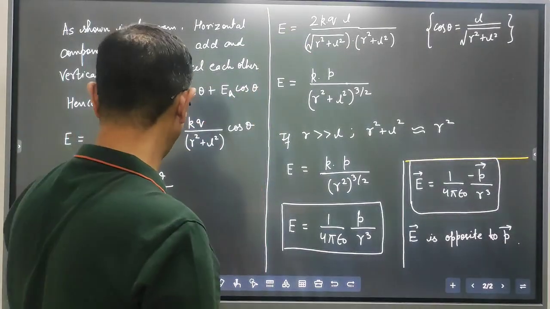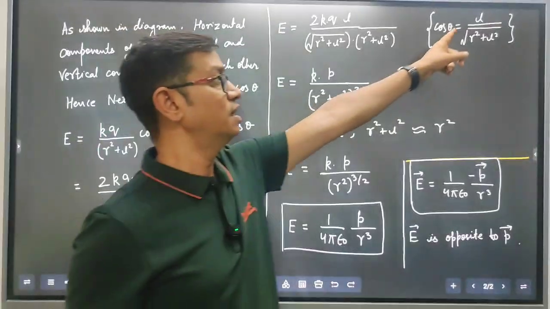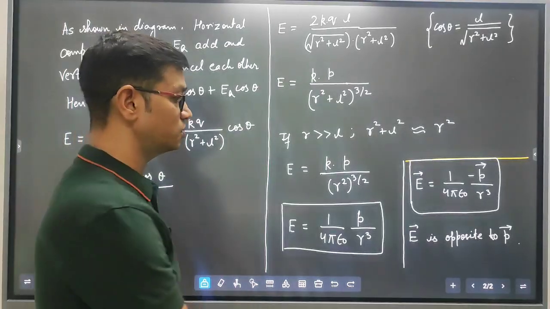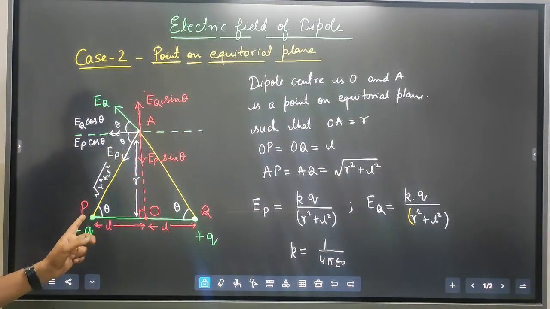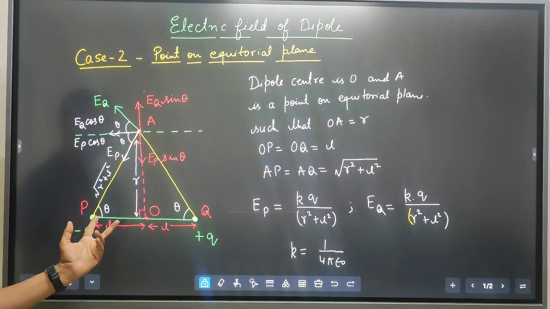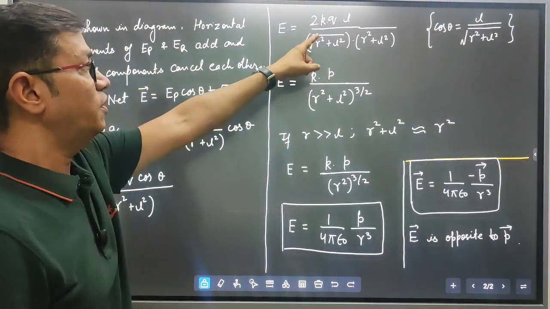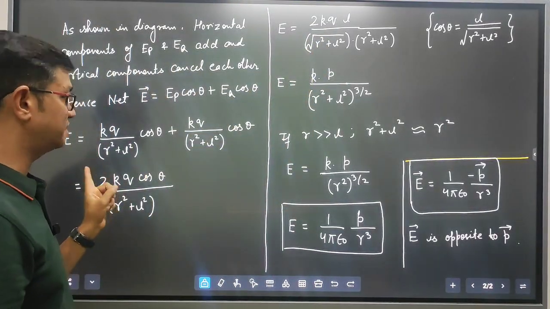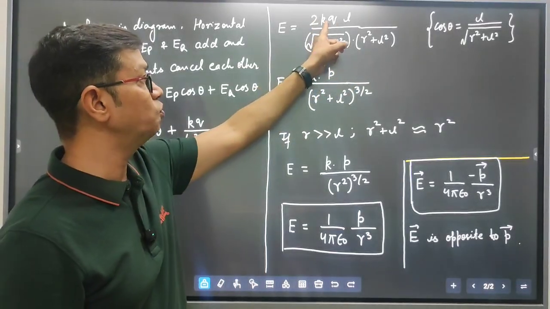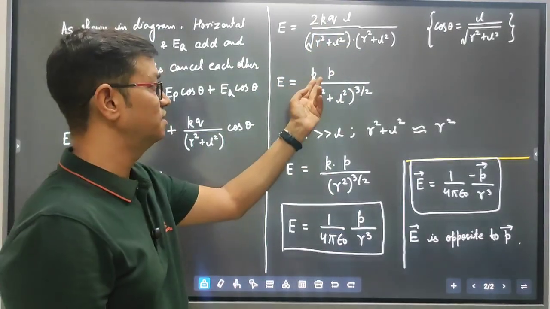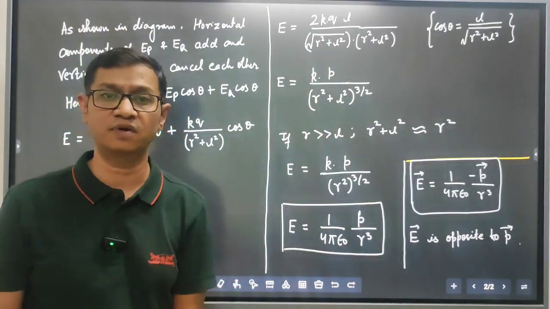Now this cos theta we will replace by a value L upon square root of R square plus L square. You can check it for yourself. In this triangle, if you find out cos theta, the cos theta would be base upon hypotenuse. Base is L upon hypotenuse, which is square root of R square plus L square. So I plugged in the value of cos theta, rest everything is same. You can see here. So this will become K times, now 2QL is dipole moment, we know that. So P ho gaya wo. So K into P upon R square plus L square power 3 by 2.